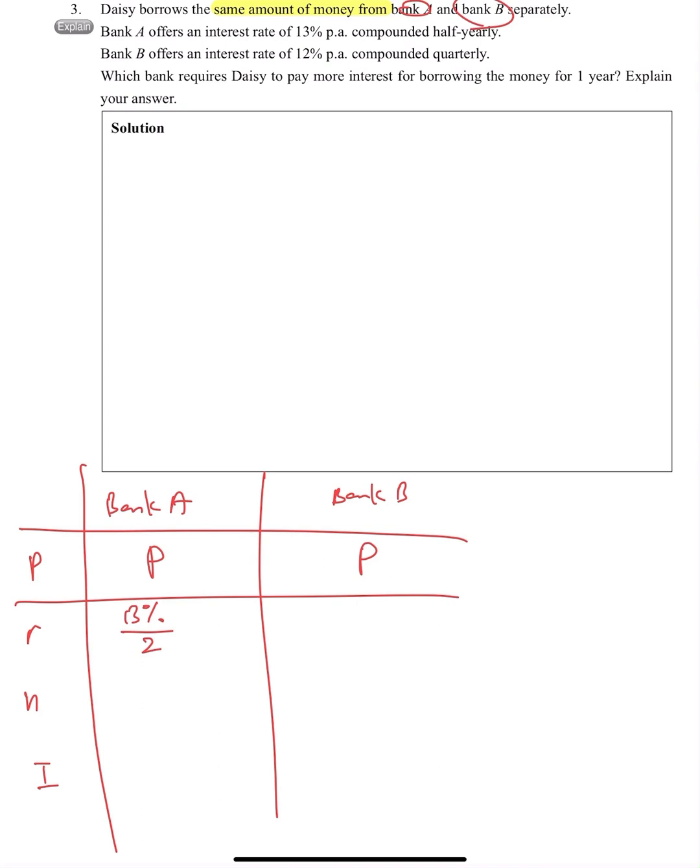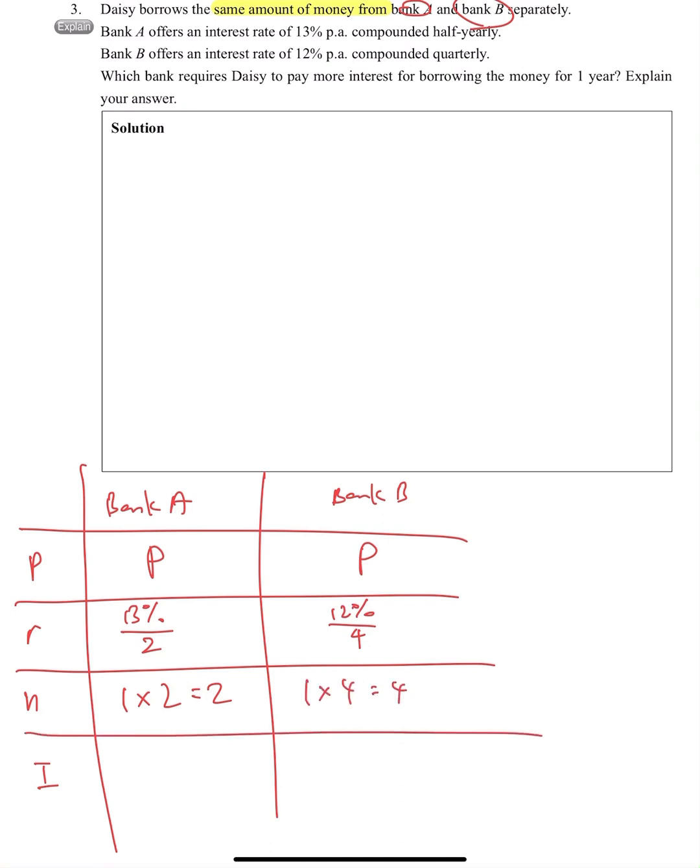And then Bank B offers an interest rate of 12% per quarter. It's compounded quarterly, so it's going to be 12% divided by 4, because in the whole year we have 4 quarters, isn't it? Which bank requires Daisy to pay more interest for borrowing the money for 1 year? If only for 1 year, the number of periods for compounding half yearly is going to be 1 times 2, giving you 2. If you compound quarterly, it's 1 times 4, giving you 4 periods. And the interest is something that we want to find. Okay, so now we try to find out for Bank A.